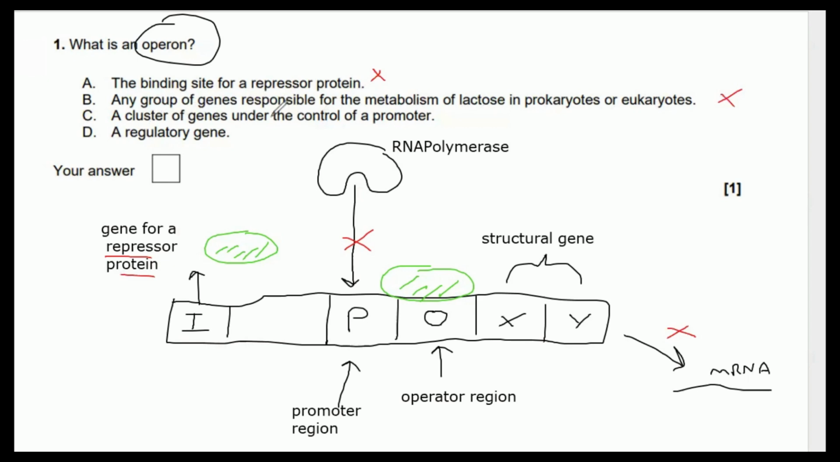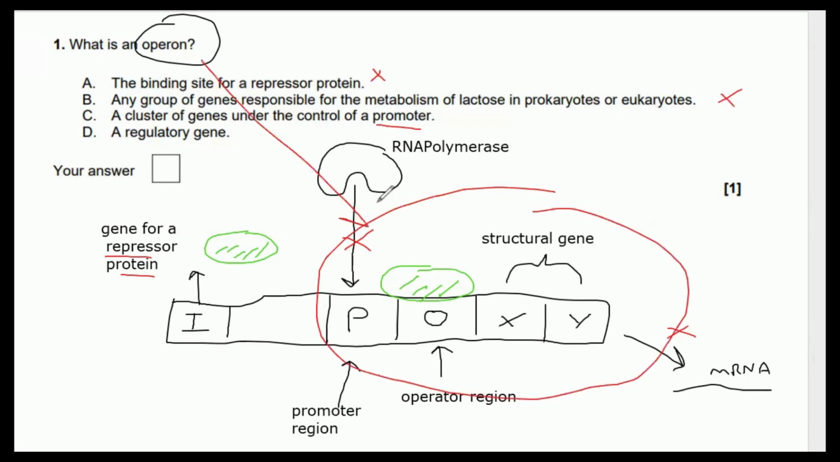A cluster of genes under the control of a promoter. Well, that's actually true. The promoter region controls whether or not these structural genes get read. And so this whole region is known as the operon. And that is known as the operon. So the correct answer for this is actually C. And this is the one you should have gone for.